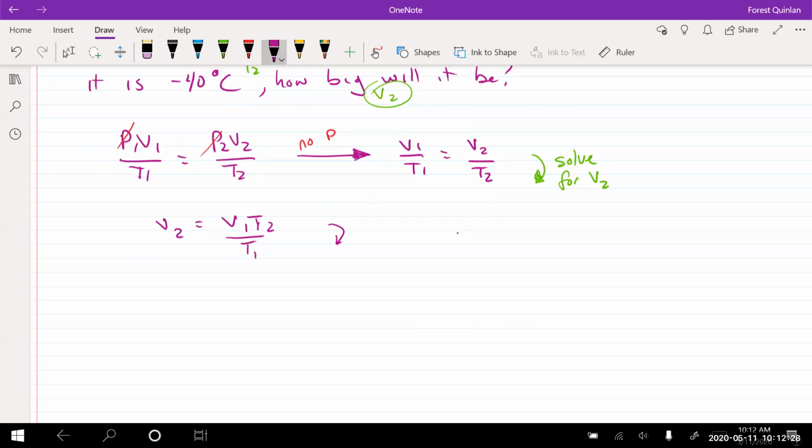We're going to do this two ways. I want to point out the wrong way.